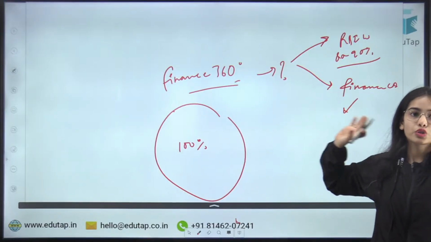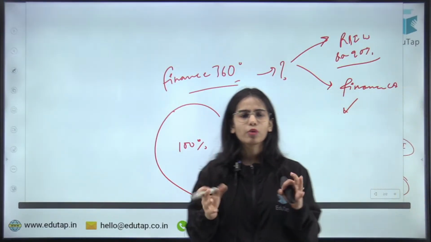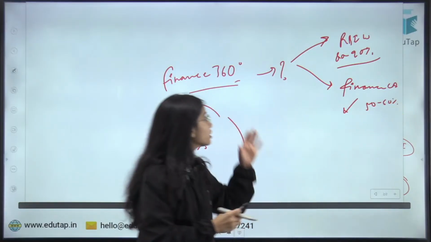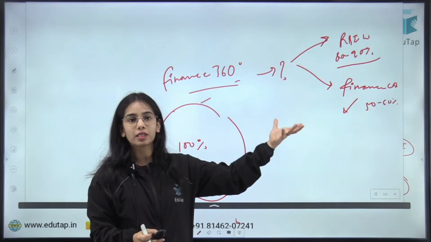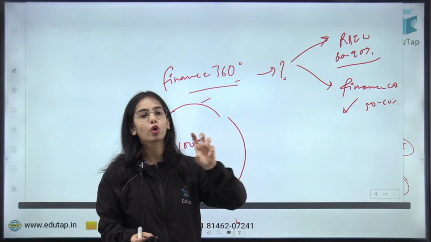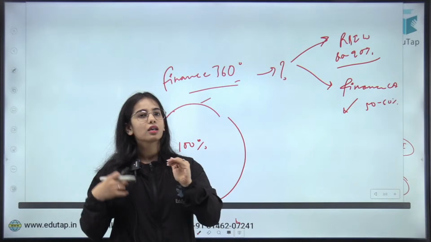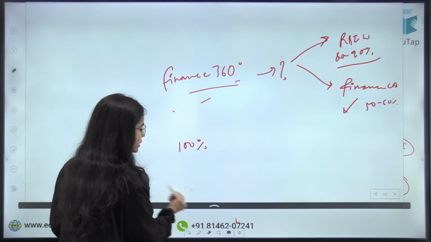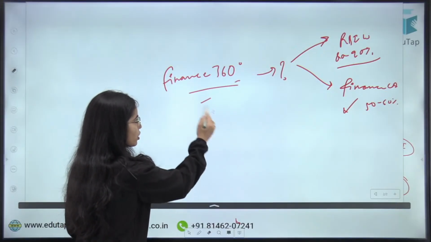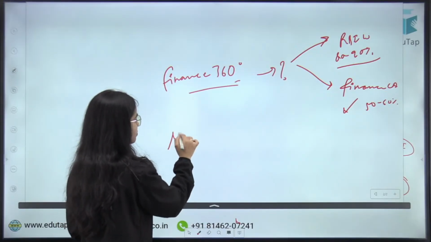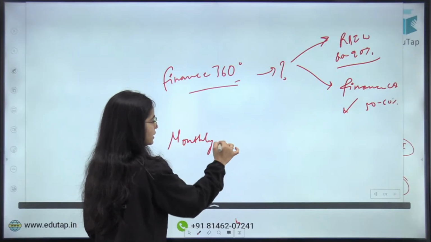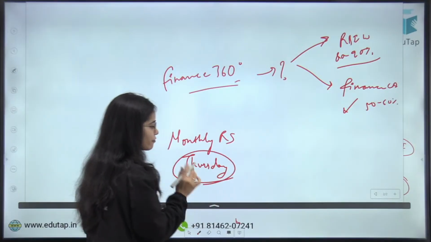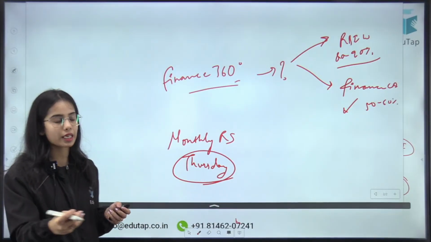In the finance current affairs, usually around 50 to 60% is covered in Finance 360 degree. Why not 80%? Why not 90%? Because usually the topics are very, very small, so they are not taken in the Finance 360-degree session. So from where can you cover the small topics of the finance current affairs? For that, we bring the monthly revision session. There is a monthly revision session that is conducted every Thursday.